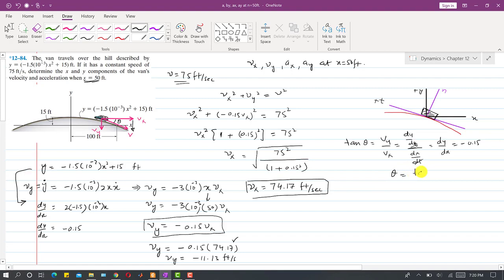This theta will be equal to tan inverse of minus 0.15, and this theta comes out to be minus 8.531 degrees. So this theta is negative, which means that the slope is negative. So this theta is minus 8.53 degrees, and this theta is measured clockwise.